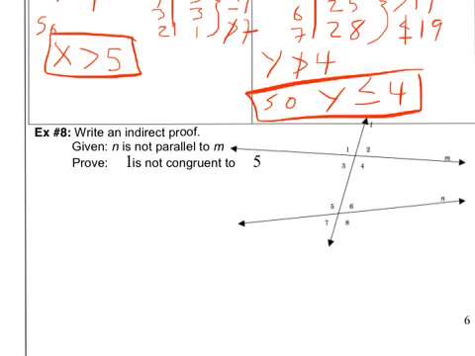This last one. I want you to see what you would do here. Let me just fill in a couple of things here. This should have a little angle symbol. This should have a little angle symbol. But we're going to write an indirect proof given that n is not parallel to m. So we know right off the bat that these two lines are not parallel. That's a given. And we're going to prove that angle 1 is not congruent to angle 5. And generally, whenever you see a not, that's your hint that you're going to need to use an indirect proof. So I want you to try and maybe press pause and wrestle with this question for a little bit, see if you can figure it out.